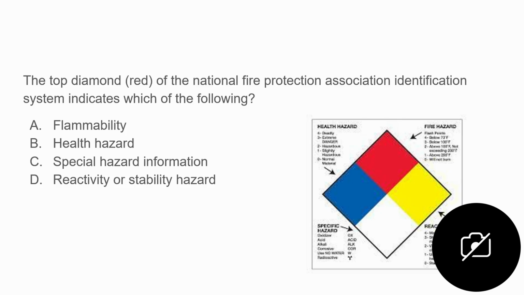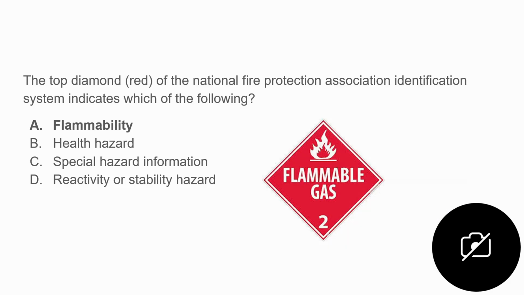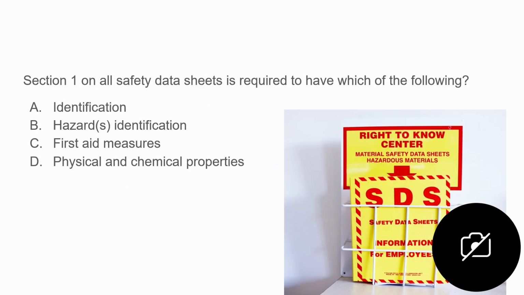So the red diamond, like we said, of the National Fire Protection Association indicates flammability, like any type of flammable gas that's used in the office, such as maybe something like ether or any place where any of these hazardous chemicals are used. So if you look at this, this is something you definitely want to have access to if you work in any facility that uses hazardous materials.